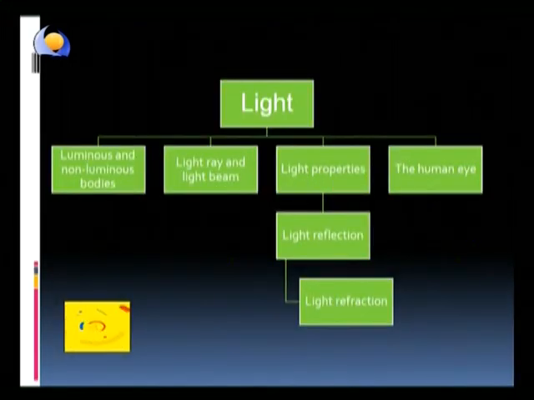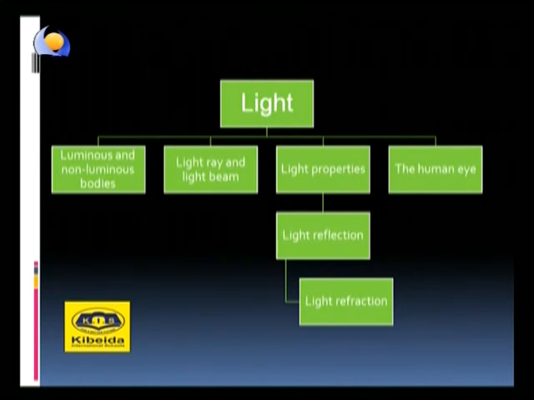Number two, light rays and light beams. What is meant by a light ray and what is a light beam? Number three, light properties. You will find a long explanation about light properties. The first one is light reflection. What is light reflection? And two types of light reflection, regular and irregular reflection, a diagram of regular and irregular reflection, and applications of reflection.